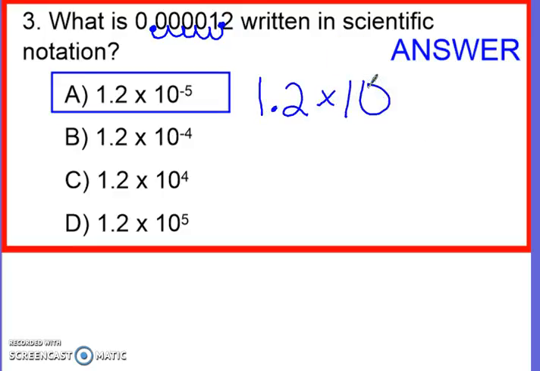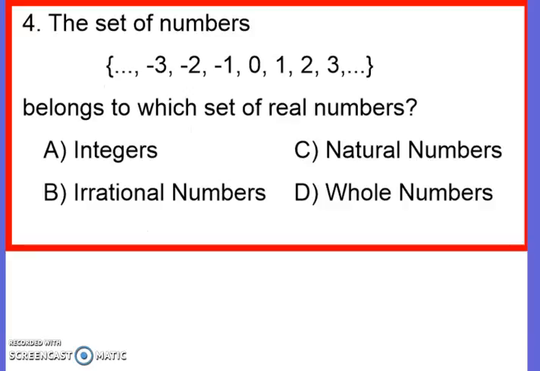Remember, if it's a little bitty number, if it's a small decimal, it's a negative. So that's why it's a negative 5. Positive 5, we would have gone over here to the left. Okay, it made it a large number. Here's number 4.